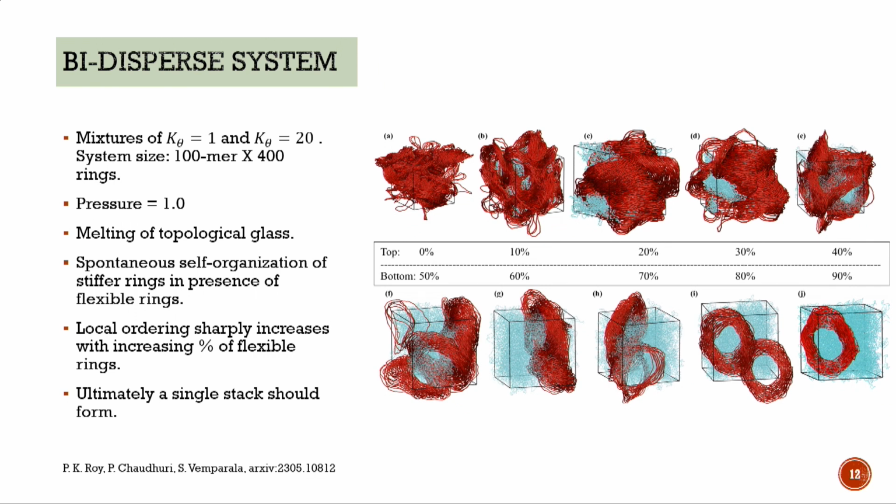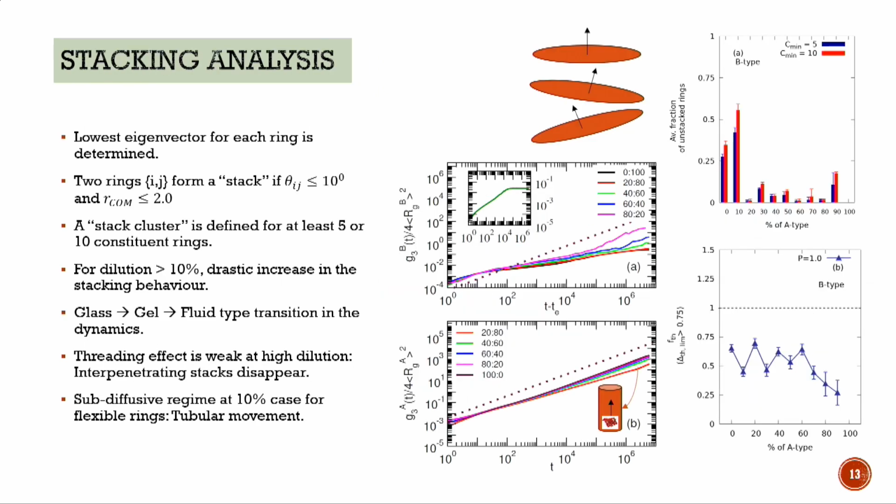And a spontaneous self-organization happens between the stiff rings, and they start to form ordered stacks. This stack formation happens very quickly. Within 20%, we see that most of the rings are forming these well-ordered states. And this local ordering also increases very much, which means the rings or these clusters tend to become very ordered as compared to randomly distributed. So our idea is that ultimately, when it is very dilute, it will form a single stack. I will come to this later in more detail.